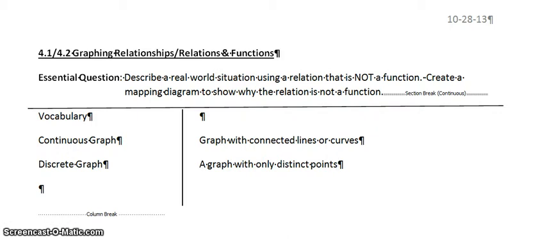We have some vocabulary words from chapter 4.1. Continuous graph and discrete graph. A continuous graph has a continuous line on the graph. The points on the graph are connected by a line or a curve. A discrete graph has only distinct points. They both start with a D, so that's how you kind of remember it in your brain. So a continuous graph and a discrete graph.